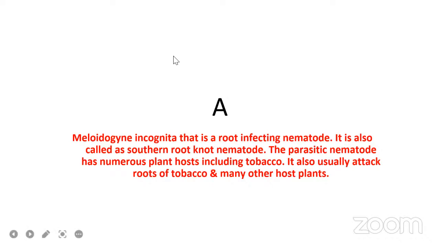Meloidogyne incognita is a root-infecting nematode. It is also called the southern root-knot nematode. The parasitic nematode has numerous plant hosts, including tobacco. It usually attacks roots of tobacco and many other host plants.